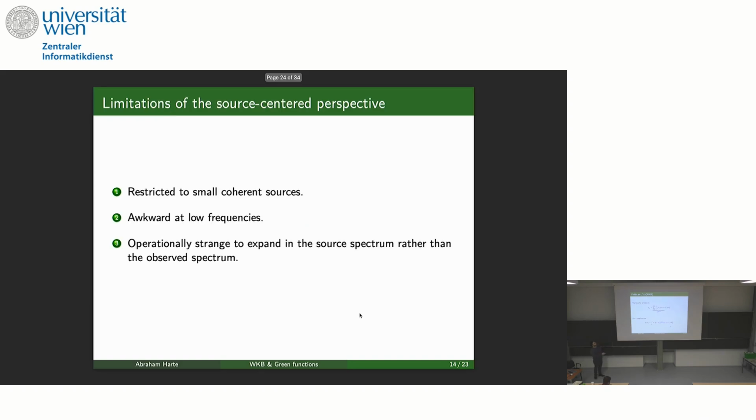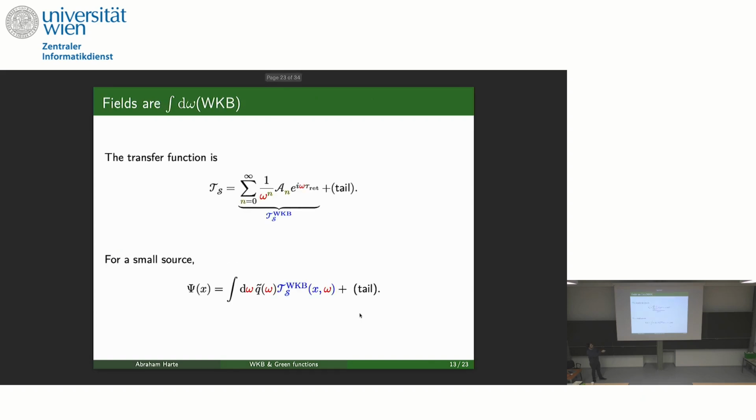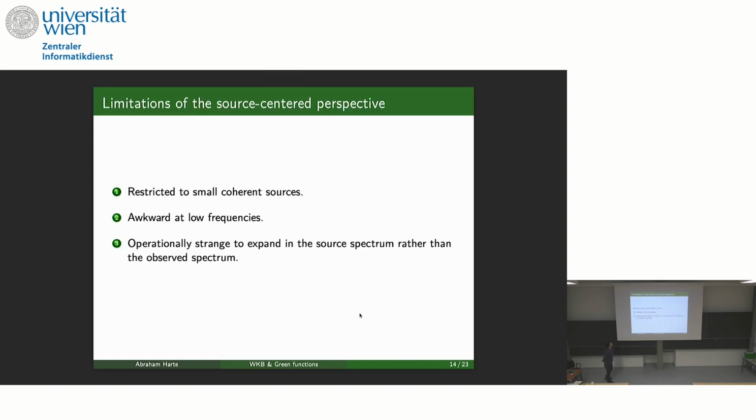Okay. So there's some limitations to this. One of which is that I assumed I have a point source here. So I have some small coherent source. You might not want that. Of course, this is awkward at low frequencies, right? I have an integral over frequency here, and this T_WKB here involves inverse powers of omega. That's completely nonsense at low frequencies. So you'd have to do some sort of high-pass filtering in here and so on, and that's just a mess. You can, of course, do it.